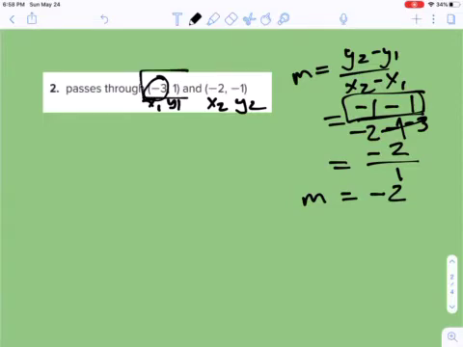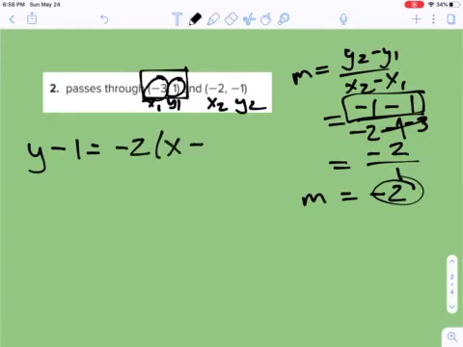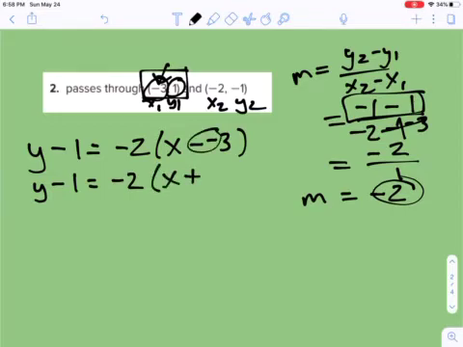Now let's use either of these points. Let's use this first point just to keep it easy. So we're going to go y minus, we're going to use that y coordinate, 1, equals, here's my slope, negative 2, times the parentheses x minus, and then my x coordinate is negative 3. And then hopefully you see by now that we've got to deal with that double negative. So this double negative is going to turn into a positive. And this is my point-slope form, so that's good. It's about as simple as it can be.